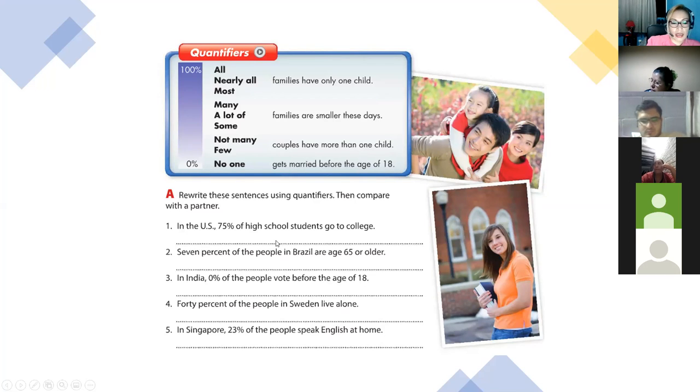Now, we have this exercise and you have one similar in your material, which is to rewrite the sentences using quantifiers and then we can compare. For example, I have this one. In the United States, 75% of high school students go to college. Desde este 75%, ¿cuál de estos quantifiers podría usar? Many. Many. Sí, podría ser many. Nearly all. Podríamos andar por aquí, ¿verdad? Por most, many, o a lot of. Most, many, o a lot of. And we say in the United States, many of, or a lot of high students, etc. Vamos a sustituir el porcentaje por un quantifier. Okay.